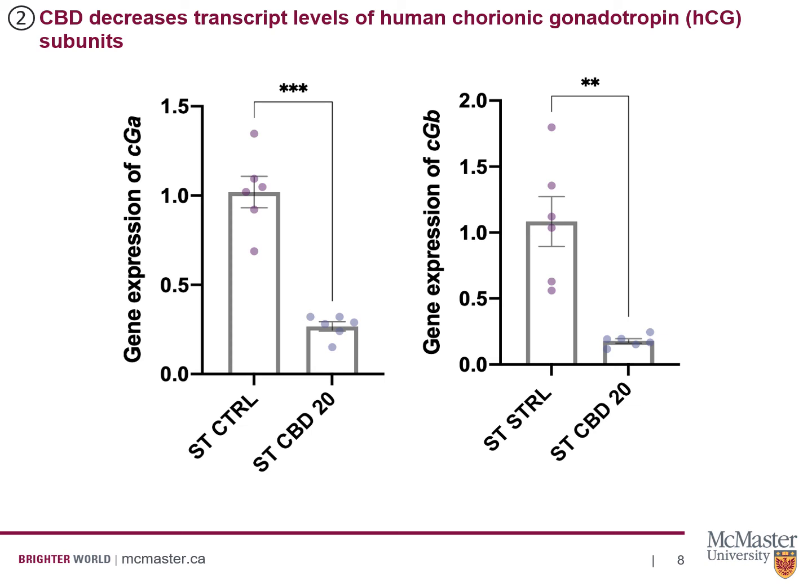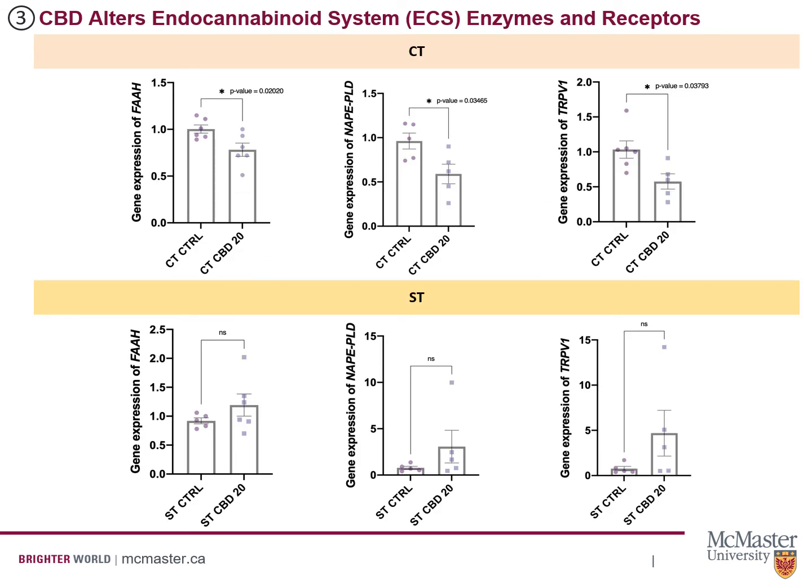Next, we look at how CBD decreases transcript levels of human chorionic gonadotropin subunits. Now, HCG is a hormone that's secreted by syncytiotrophoblasts, and this hormone secretion is directly proportional to the extent of fusion that the syncytiotrophoblasts have undergone, and it is also a marker of trophoblast function in general. So to see that CBD has suppressed the transcripts of this hormone is telling us that CBD can actually diminish trophoblast function. As well, we see that CBD does alter the endocannabinoid system enzymes and receptors that we have looked at. However, it does not seem to be changing them in the cytotrophoblasts. However, there is an increasing trend for the syncytiotrophoblasts.